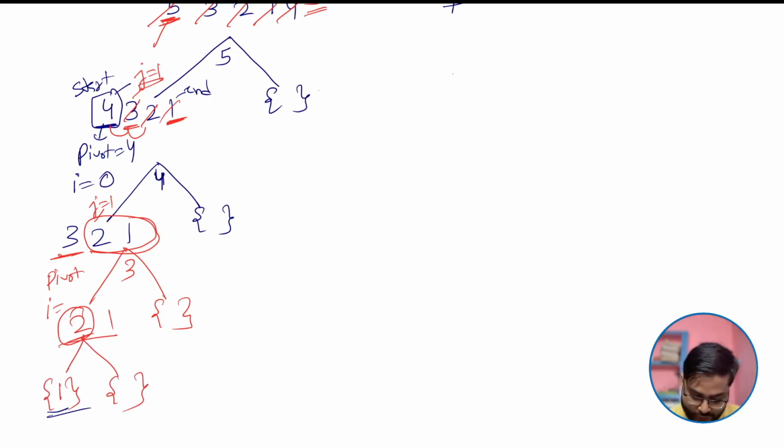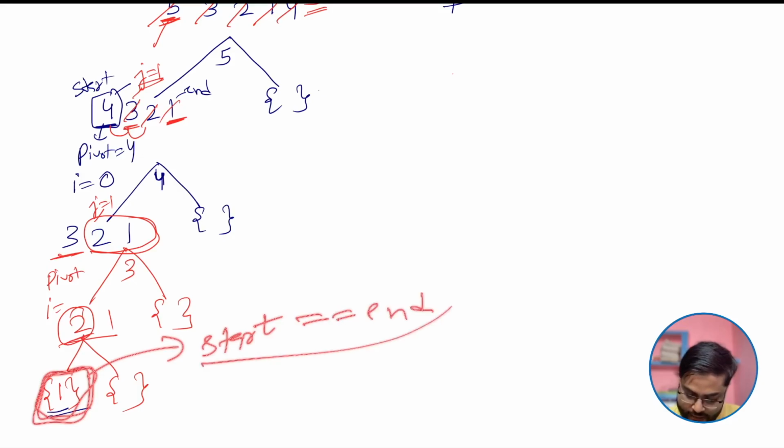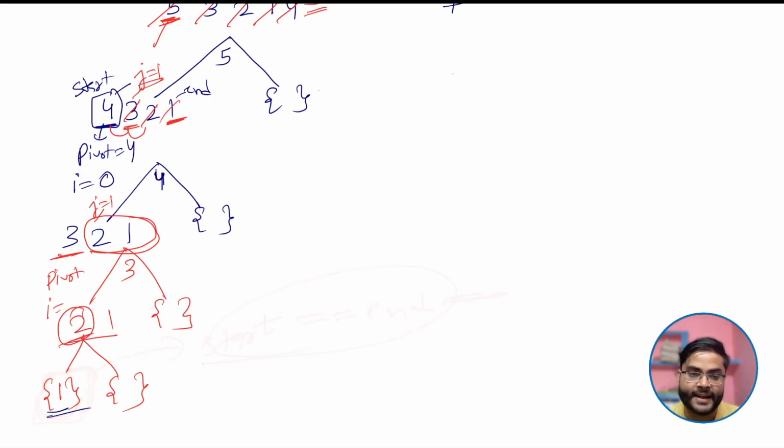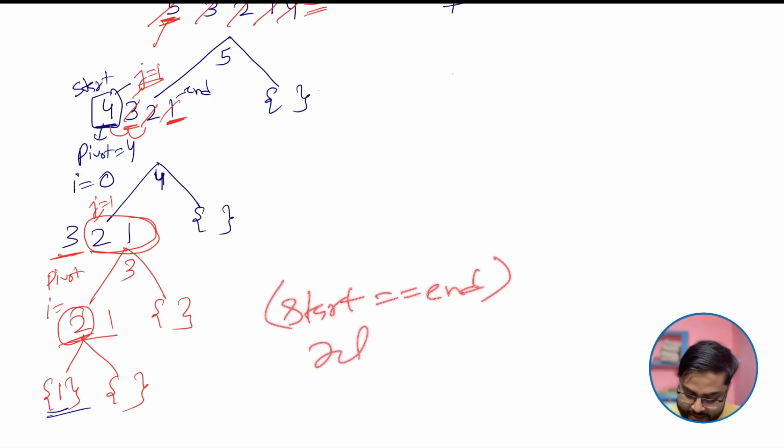Okay, so when we reach this element where my start is equal to my end, that means we have only one element. So if there is only one element, do we need to sort? No, right? So when start equals end, then what I will do, I will simply return.